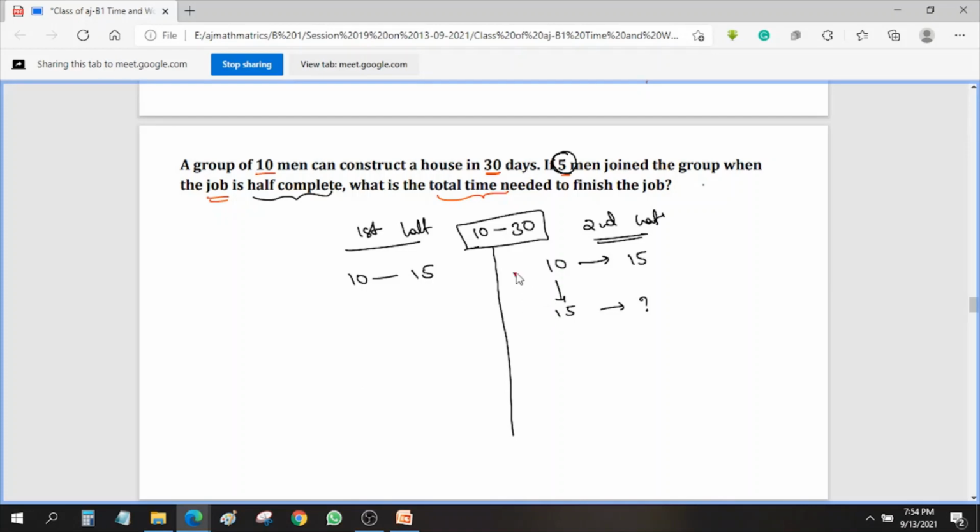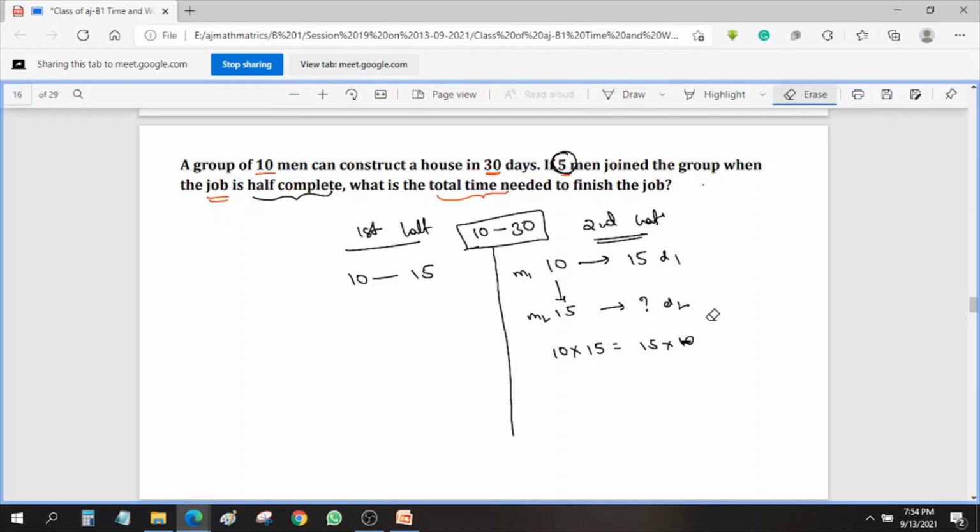Now let us consider this as M1, this is D1, and M2 and D2 we need to find out. So M1 D1: 10 into 15 equals 15 into D2. The 15s get cancelled, and we get D2, which means for 15 men to complete the second half, it will take 10 days.